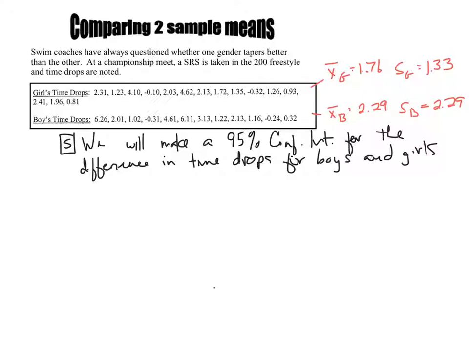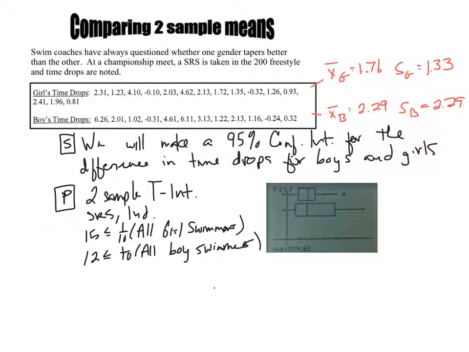So we have our typical statement. We're going to make a 95% confidence interval for the difference in time drops for boys and girls. It might be nice to make a note that we're going to do boys minus girls, or girls minus boys, whatever. Now we do our plan piece of this. Okay, so we have a 2-sample T interval. We have a simple random sample.